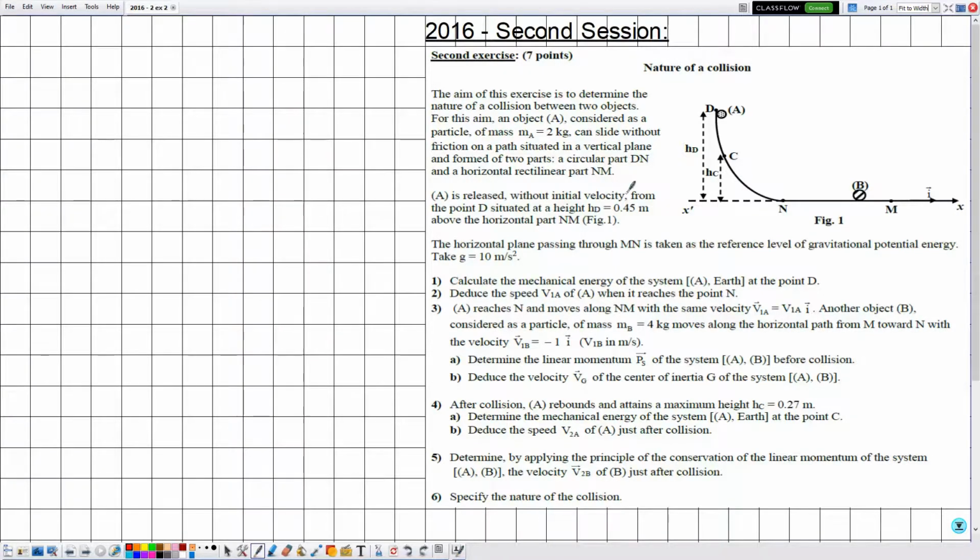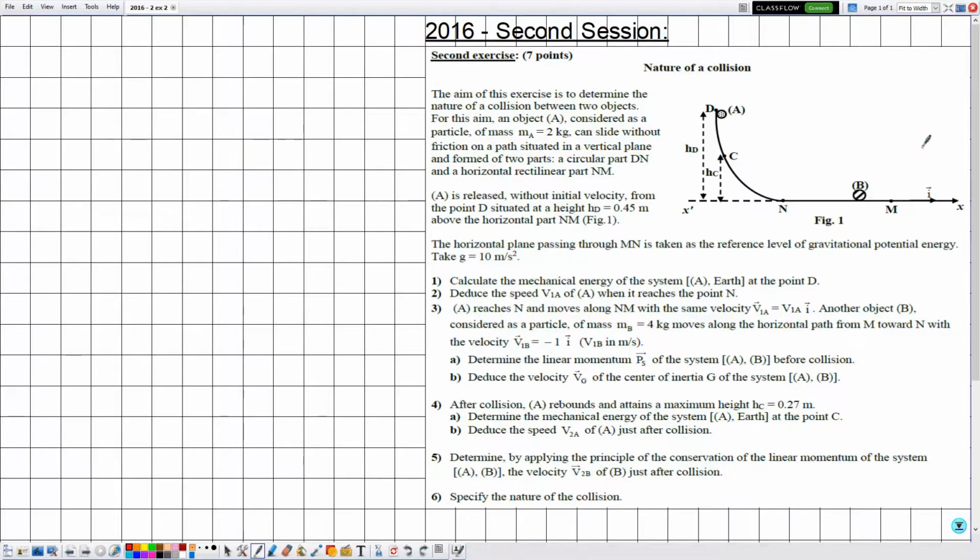Okay, hello everyone. In a new video, in this one we are going to solve an exercise related to mechanics in the chapters of energy and linear momentum. This exercise was a previous one in the Terminal LS exams 2016 second session, second exercise. The title of this exercise is Nature of a Collision. The aim of this exercise is to determine the nature of a collision between two objects.